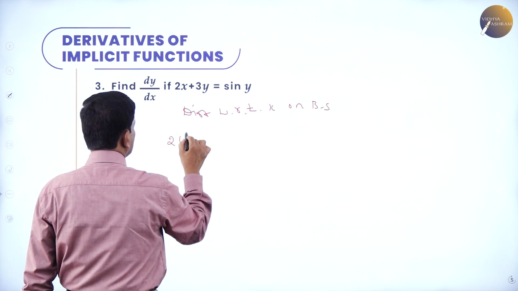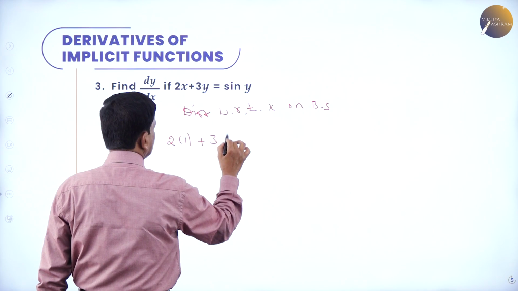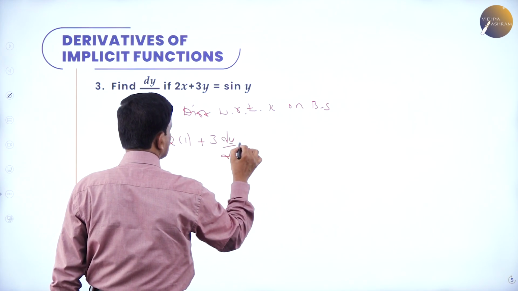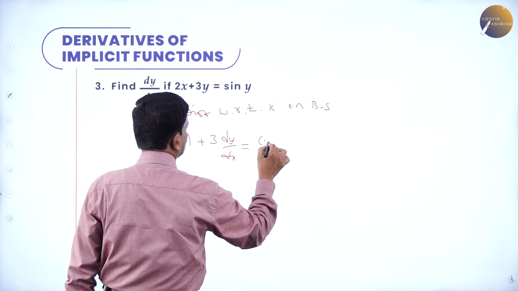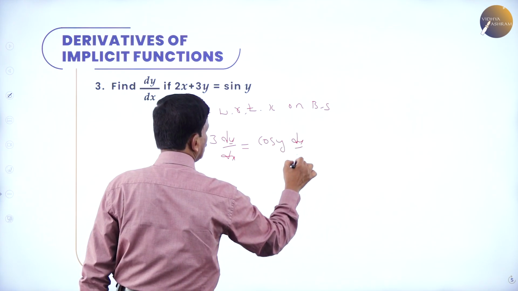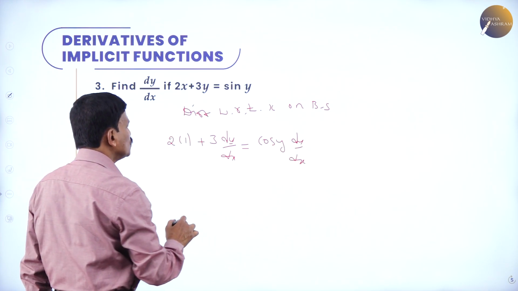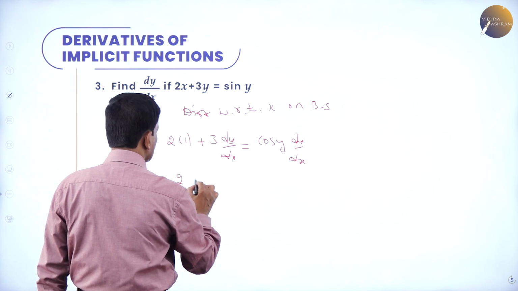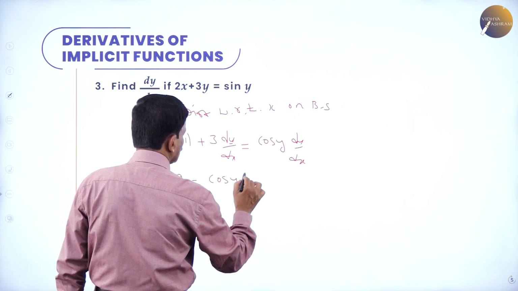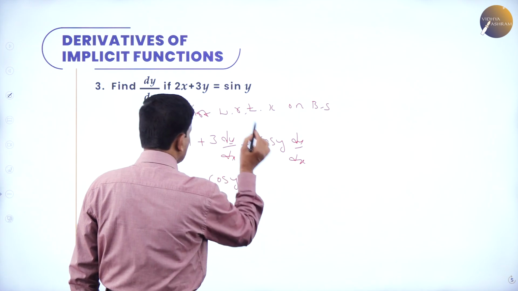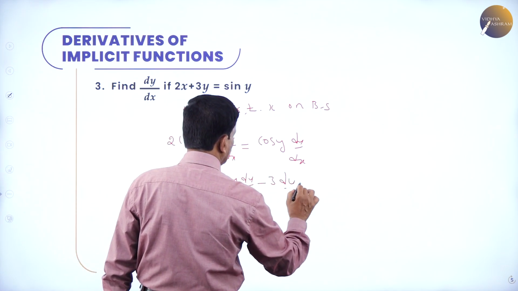2 into differentiation of x is 1. 3 into derivative of y is dy by dx. Again, derivative of sin y is cos y into dy by dx. Right. Now, just transfer this. 2 is equal to cos y dy by dx and plus 3 becomes minus 3 dy by dx.